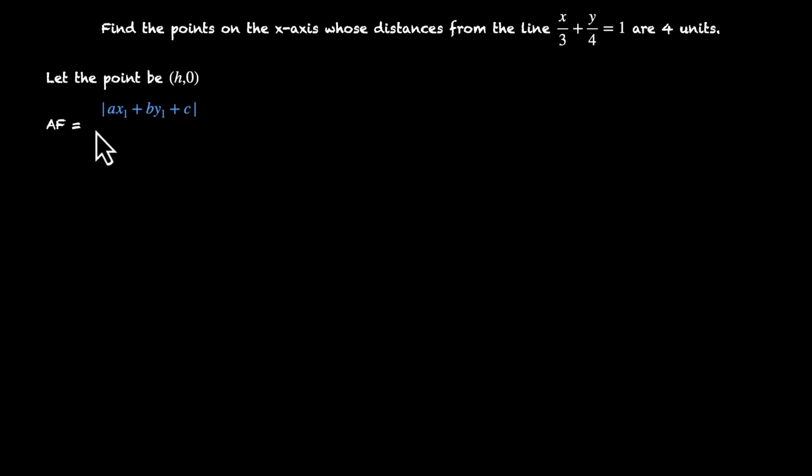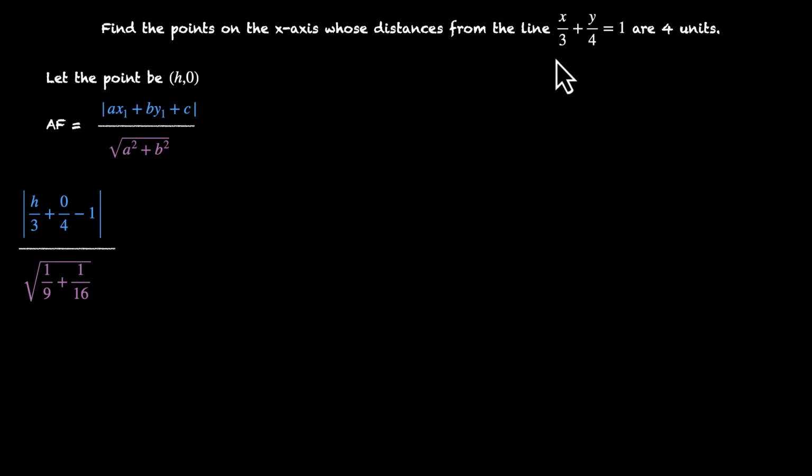The distance is equal to mod of Ax1 plus By1 plus C divided by square root of A square plus B square. Alright, let's convert this equation into standard form and then plug in (h, 0). This is what we get: h by 3, x is h, plus 0 by 4 minus 1, mod of this, divided by square root of A square plus B square. That's 1 by 3 square plus 1 by 4 square, that's 1 by 9 plus 1 by 16. This is the distance, so this is equal to 4.